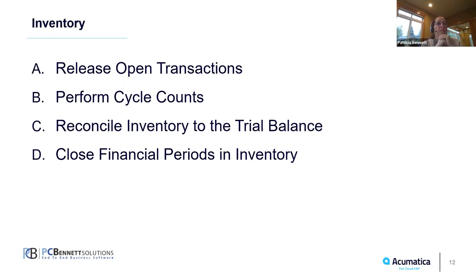You want to reconcile the inventory balance to your inventory GL account. So let's say your inventory GL account is 1,300 and it has $1 million of inventory in it. We need to print a report in Acumatica that shows you that there is really $1 million of inventory in your inventory module. I will show you the report that I like, but you may have other reports that you prefer. And then we're going to close the financial period.